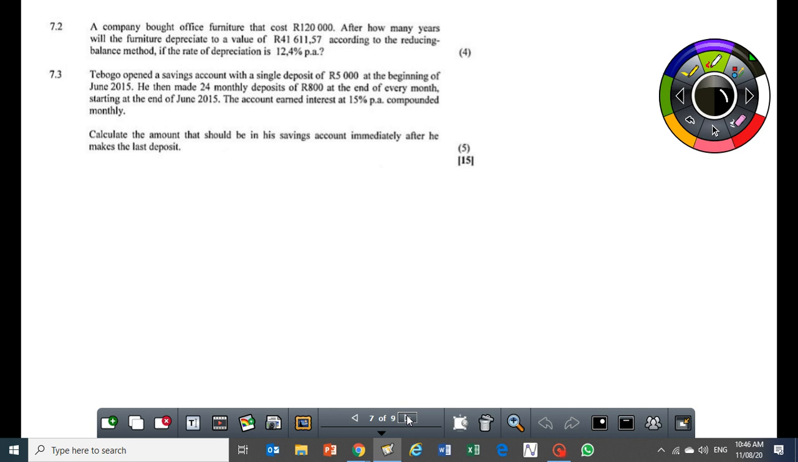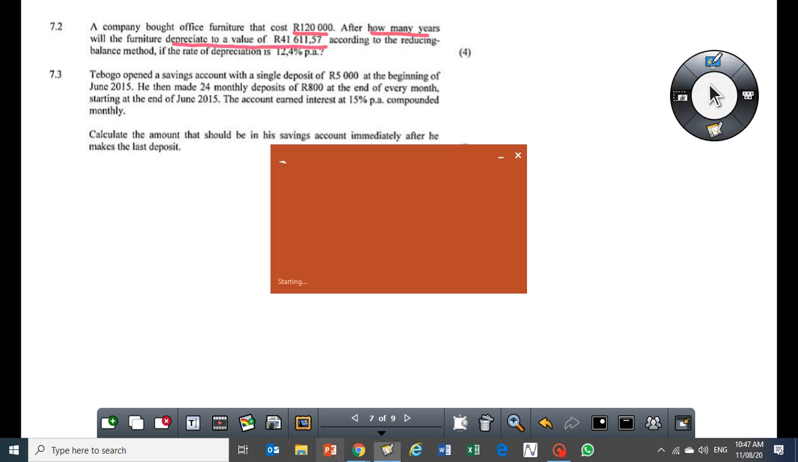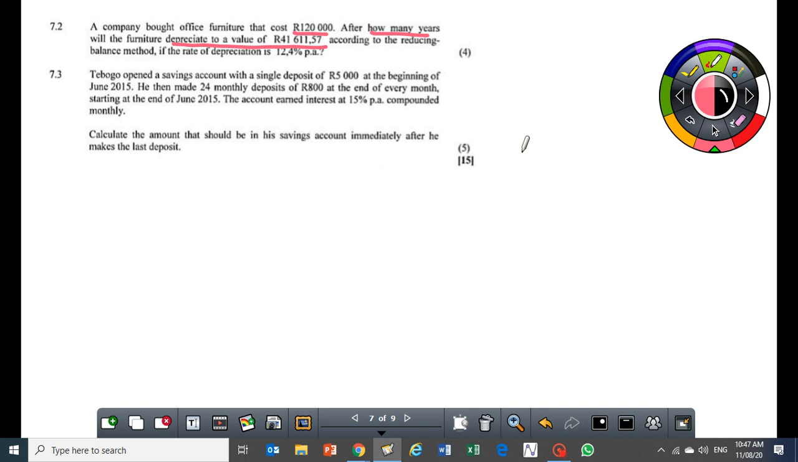The next question says a company bought office furniture that cost 120,000. After how many years will the furniture depreciate to 41,611 and 57 cents according to the reducing balance method if the rate of depreciation is 12.4% per annum? Okay, so here we just want to find the time period. So our formula is very important. There's depreciation involved, so we use this formula.